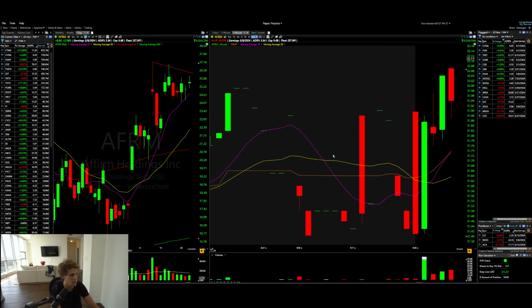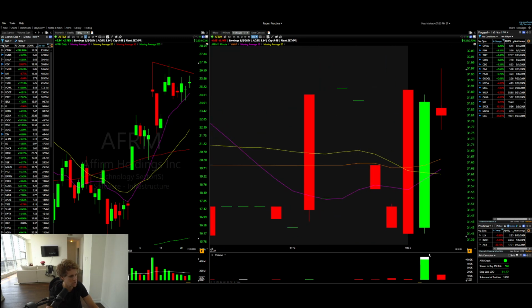But yeah, so you buy it right there on the 1 minute highs, and then you set your stop loss at the low of day. So this risk calculator would tell you how many shares to buy and where to put your stop loss.